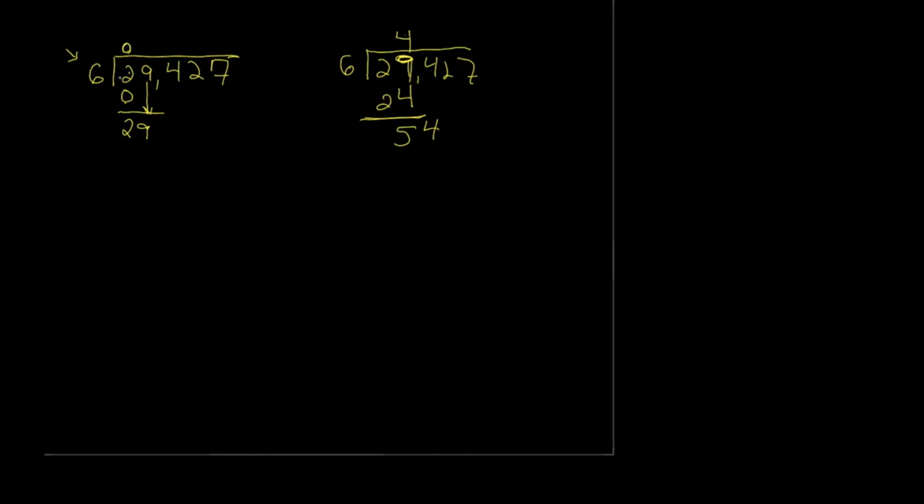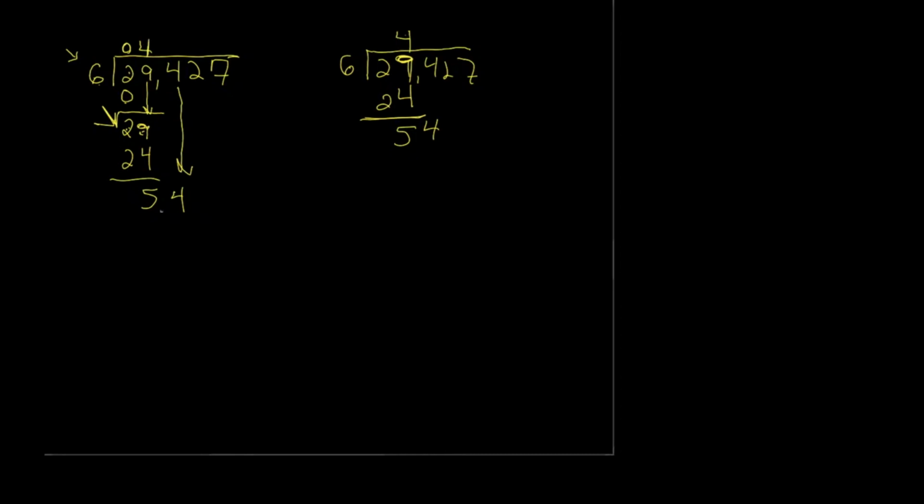But the pattern is we look at each digit and we go, how many times does it go in? It goes in 0 times. 0 times 6 is 0. Subtract, bring down the next place. Now this is the new number I'm looking at. How many times does 6 go into 29? It goes in 4 times. 4 times 6 is 24. 24 taken away from 29 is 5. Bring down the next digit. And notice we're in the same place now.